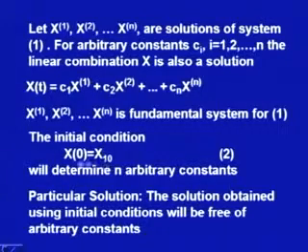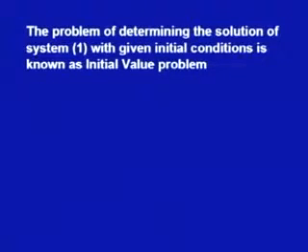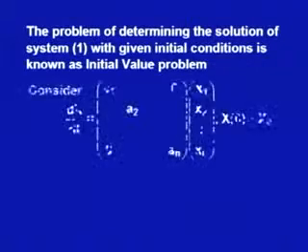So, these n conditions used with this will eliminate these arbitrary constants, and what we have is a solution free of arbitrary constants, and such a solution is called a particular solution. The problem of determining the solution of system 1 with given initial condition is known as initial value problem.